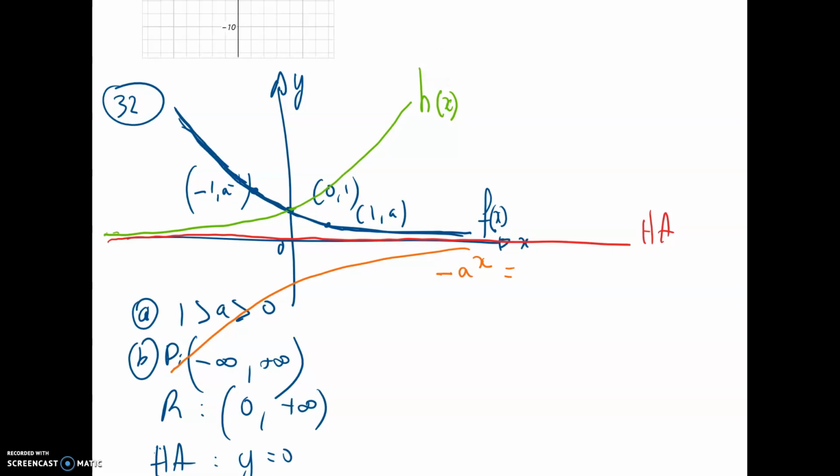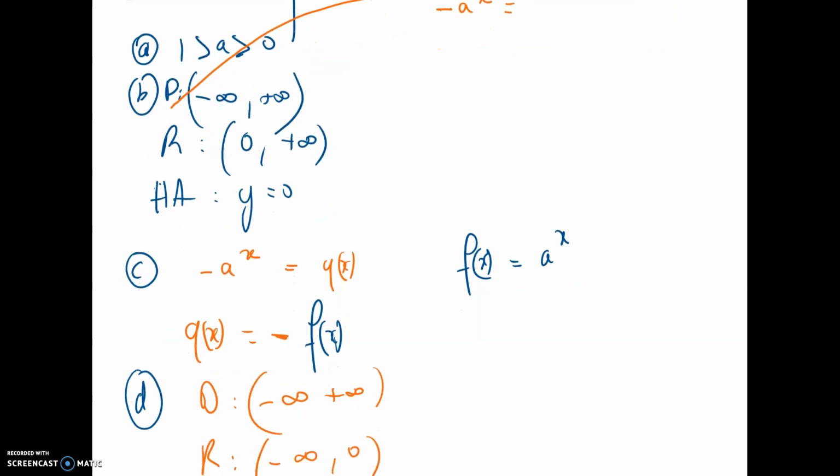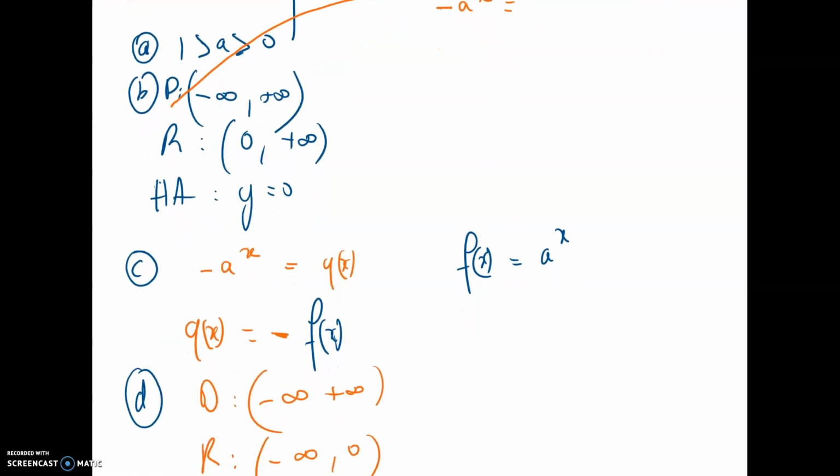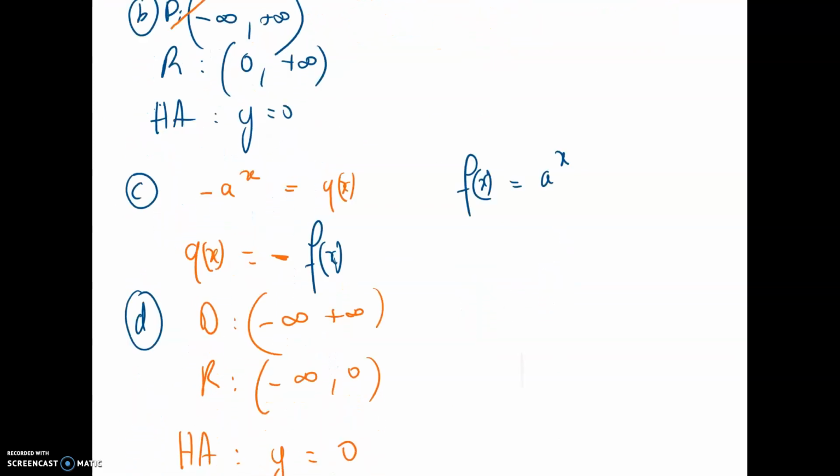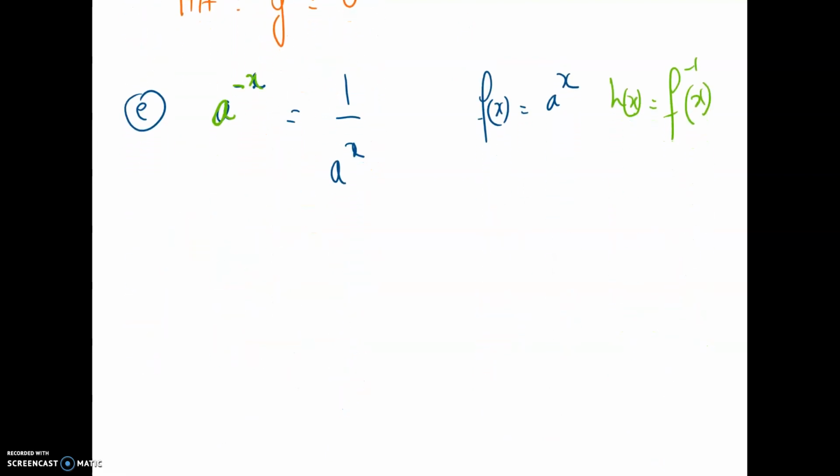All right, let's move on, and obviously what will be the domain of this function h of x? Well, the domain will still be negative infinity to plus infinity. The range this time would be 0 to plus infinity, and you have a parenthesis on the 0 because y equals 0 is an asymptote, and the horizontal asymptote is y equals 0.